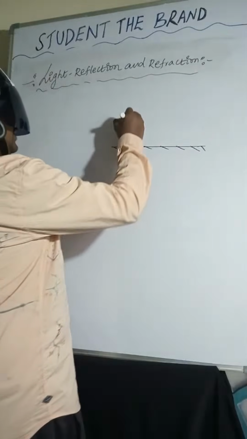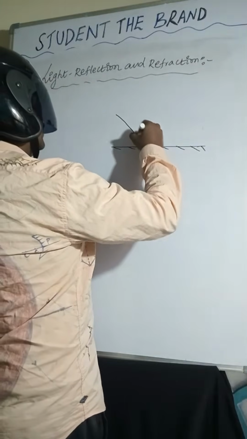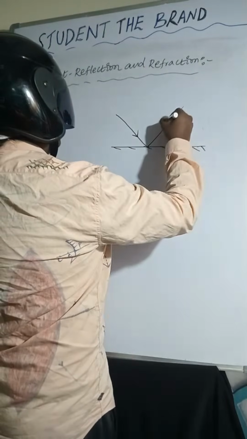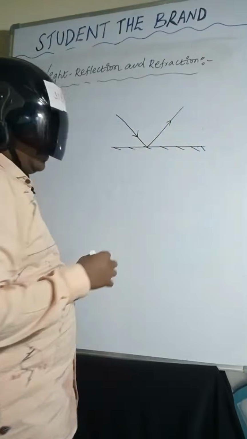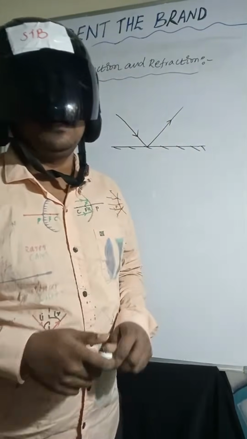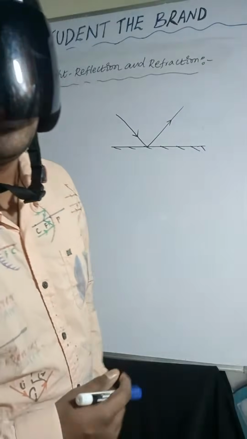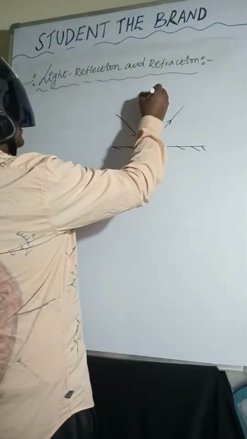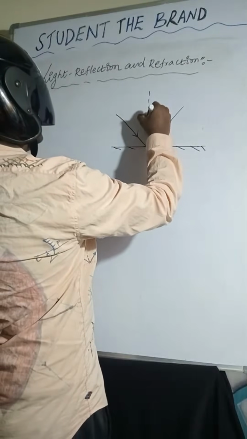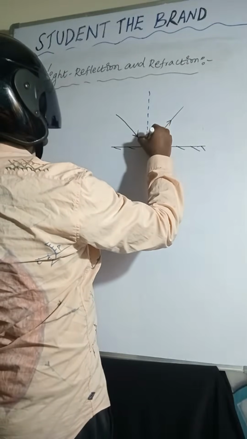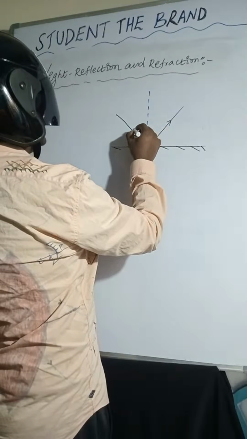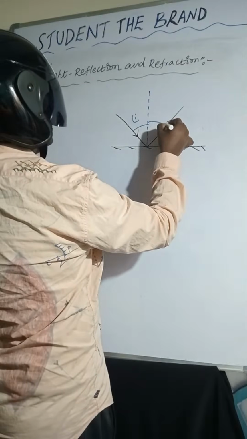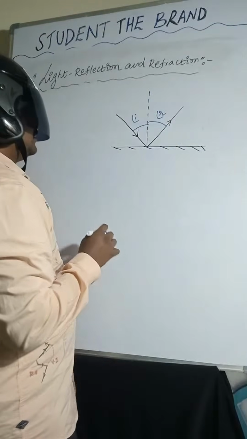Okay, so I'm taking this incident ray and reflected ray, and the line which is perpendicular to the plane surface is called the normal line. The angle between the incident ray and the normal line is called the angle of incidence. The angle between the reflected ray and the normal line is called the angle of reflection.